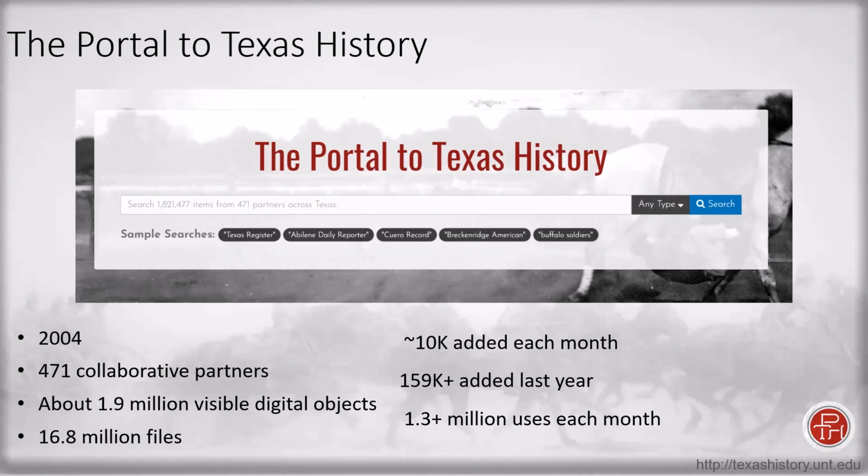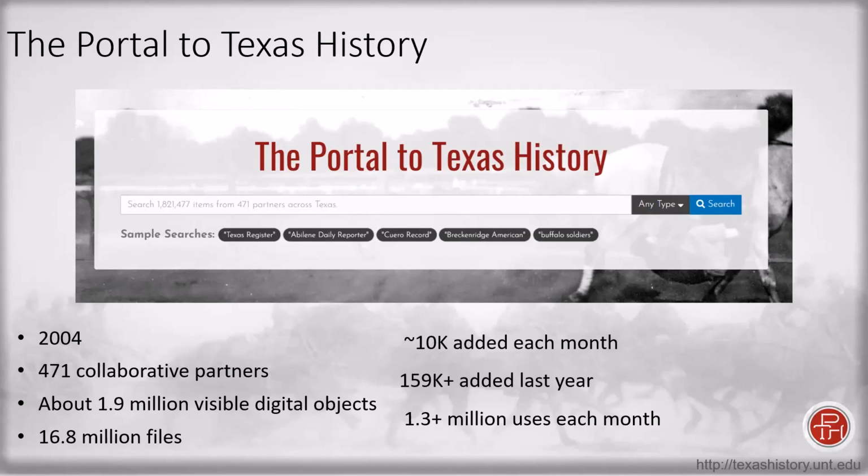We have worked with 471 partners. This number has actually changed in the last couple of days. It's now 475 collaborative partners to digitize about 1.9 million visible items on the Portal to Texas History. We do have probably 20 or 30,000 items that are still in the process of being made visible onto the portal, because we're continually adding stuff all the time. The 1.9 million visible items comes out to about 16.8 million files, because when you think of a book, it is one item, but it has multiple images associated with it, from the front cover all the way through to the back cover.